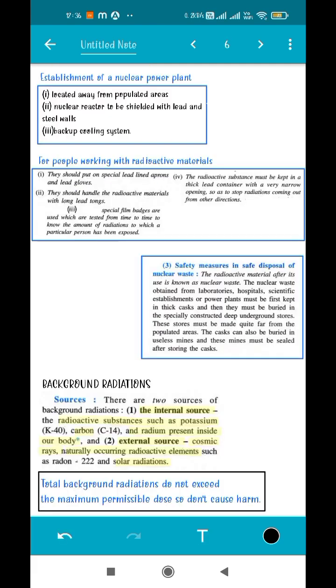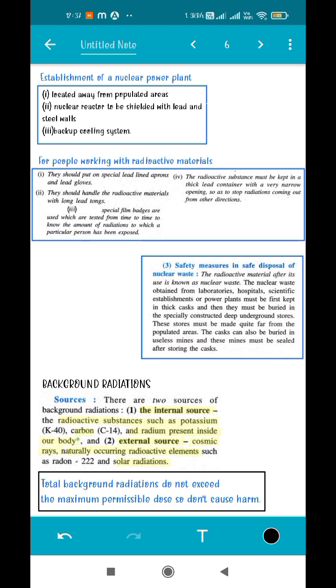So what are the safety precautions which can prevent such a mishap? First of all, whenever we are establishing a nuclear power plant, it should be located far away from the populated areas. And also the nuclear reactor where the processes are occurring should be shielded or covered with lead and steel walls so that the radiations do not escape that portion. And also there should be a backup cooling system so that even if there is a problem, there is another backup to prevent any such accident.